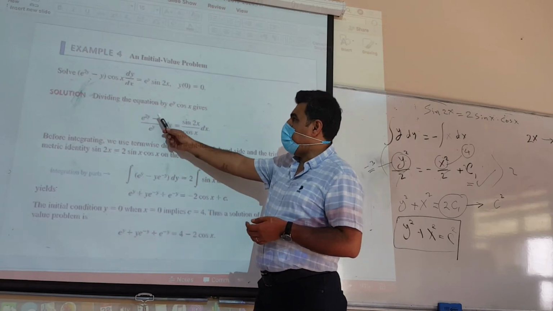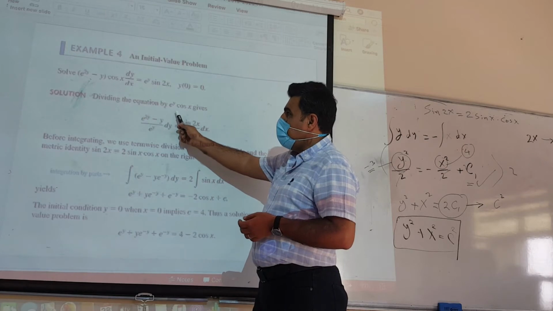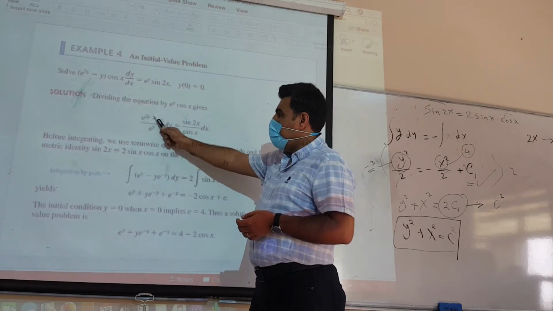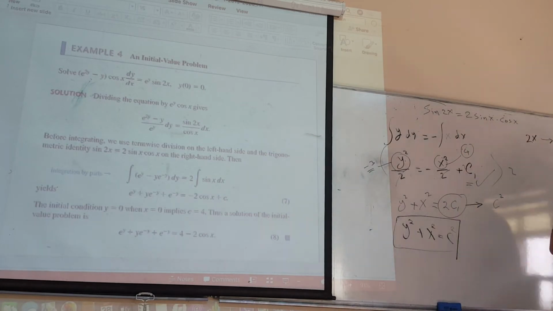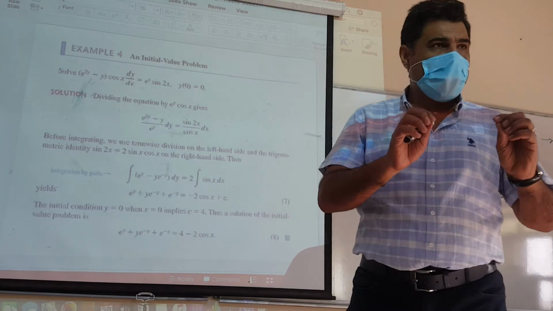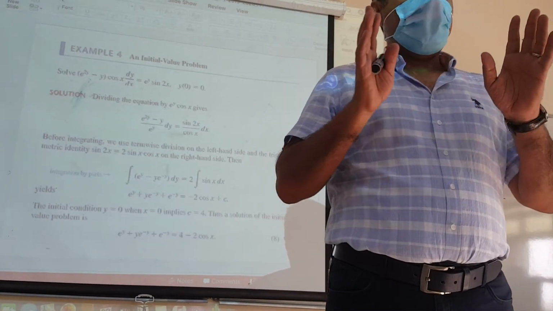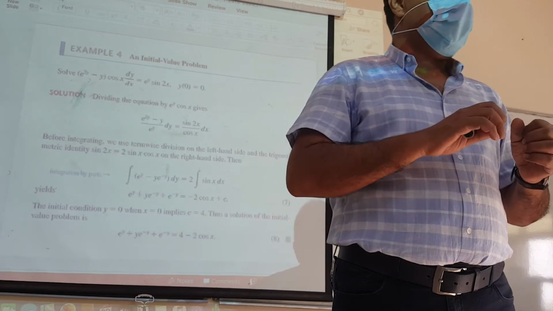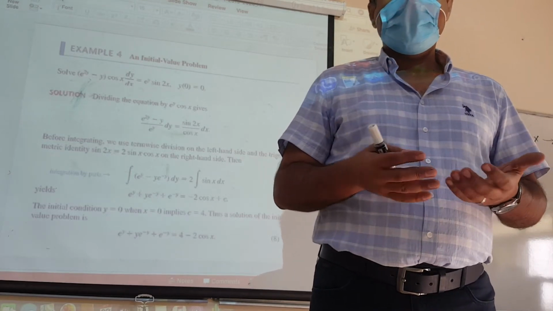Now, if you divide both sides with this one, then you will have a simpler equation. So the idea is that you are trying to make it simple in the correct way. Whenever you make it simple in the correct way, then the integration of the simple equation will be easier.